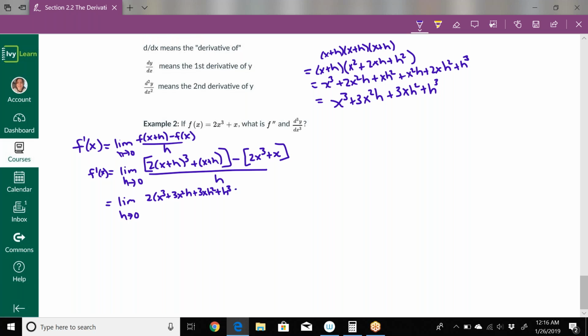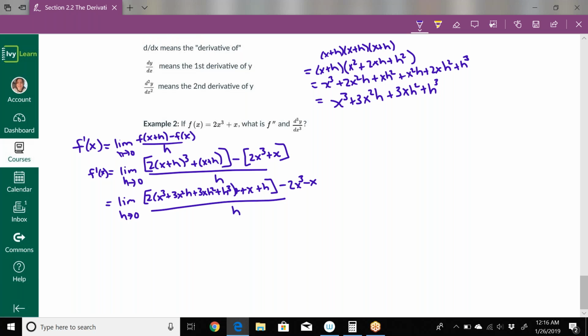Don't forget we still have this plus x after our parentheses is closed, and plus h. I kind of already distributed that positive 1 there. And then we have our minus 2x cubed and minus x. I'm going to go ahead and distribute that negative.